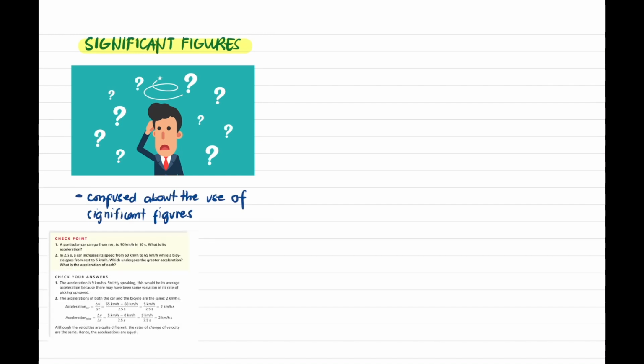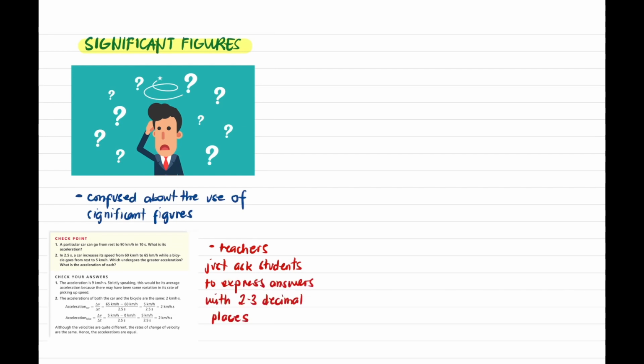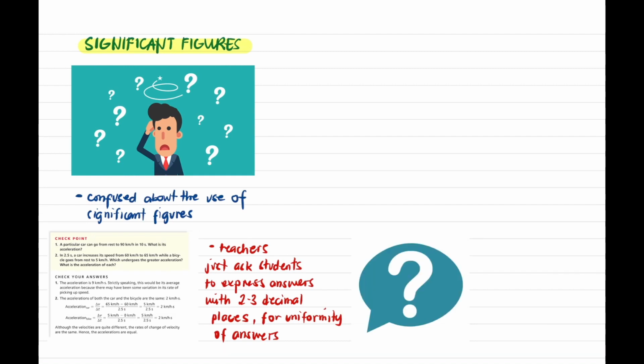Katulad sa mga exam na merong computations, most of the time, we are just required to express our answers in 2 decimal places or in 3 decimal places just for them to look more accurate and for uniformity ng answers natin. But the question is, do our answers really become more accurate if we express them with more decimal places?